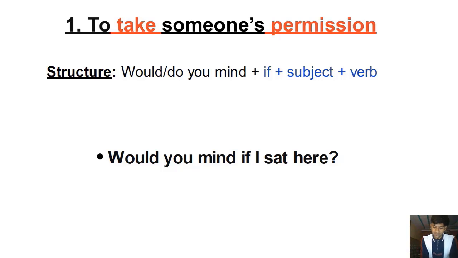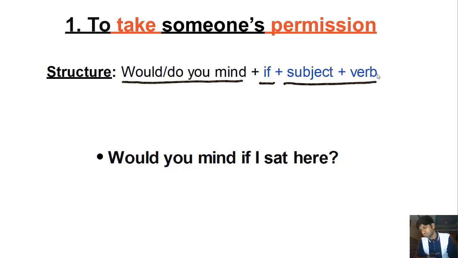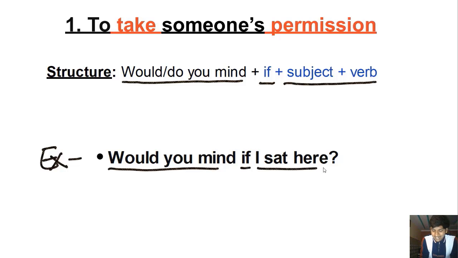All right, now look at the structure. Would you mind or do you mind? All right, would you mind or do you mind, followed by the subordinating conjunction if, followed by a complete clause, which means a subject, a verb, can be followed by an object or a modifier, right? At least these two things, a subject and a verb. All right, now look at the example now. All right, would you mind if I sat here? Would you mind if I sat here?